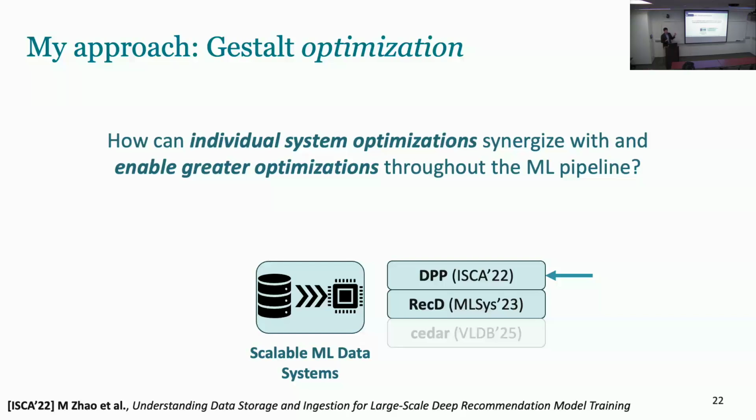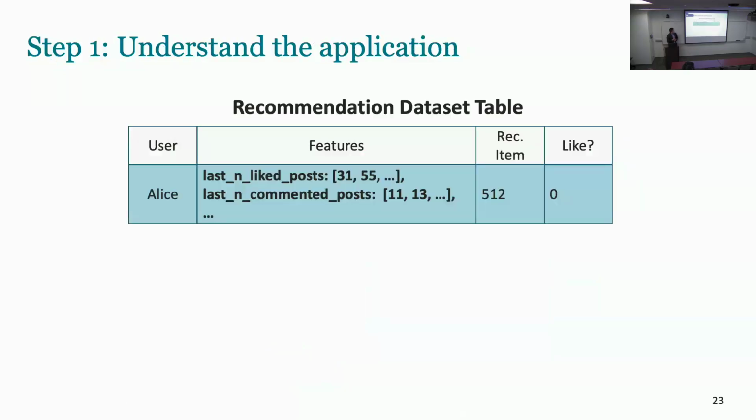And to illustrate this, I'll walk you through 2 examples of how we apply these optimizations. And again, I'll start with an example from this paper. And so we're going to think of this as 3 steps. And step 1 here is to understand the application.